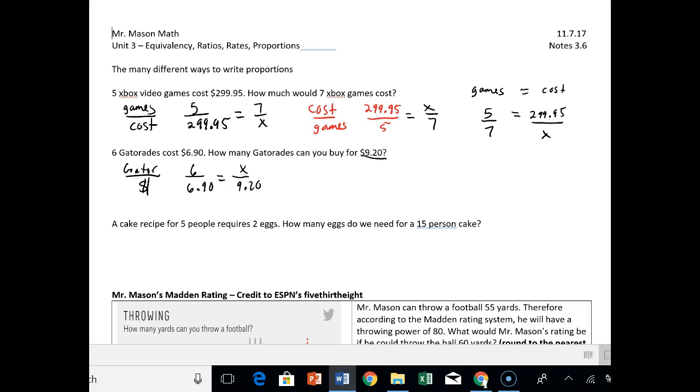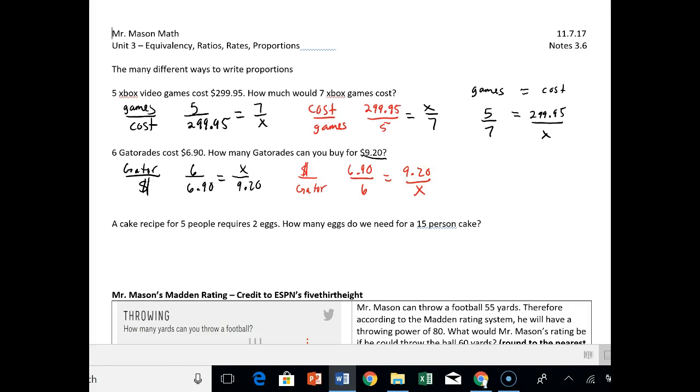Another way is you could just flip it. You could say money over Gatorade, and you could then say, hey, it's 690 over 6 is equal to 920 over x, right? Because this time the money's on top.